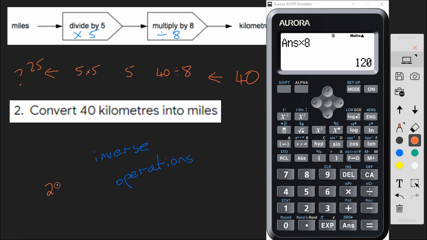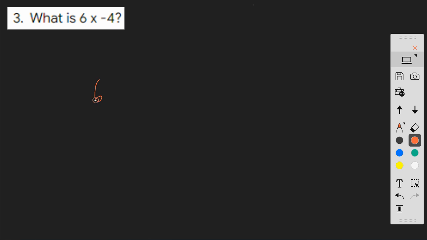So again, let's remember our units, 25 miles. Question 3, we're being asked to multiply by a negative number. So we've got positive times negative, which is negative. So that is negative 24.